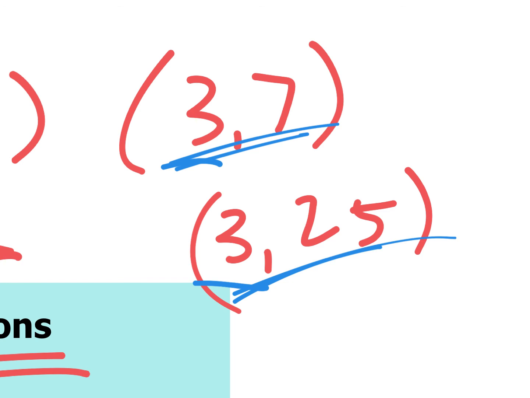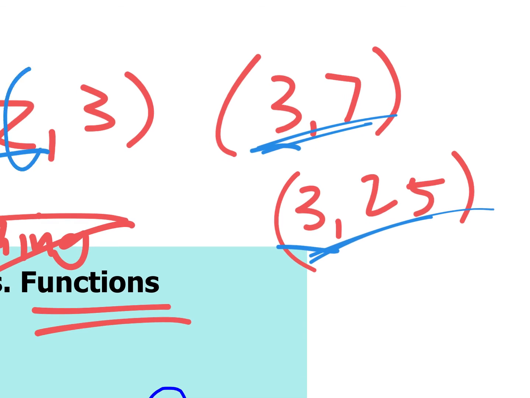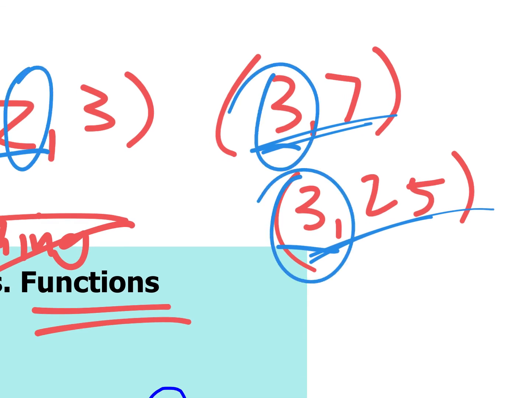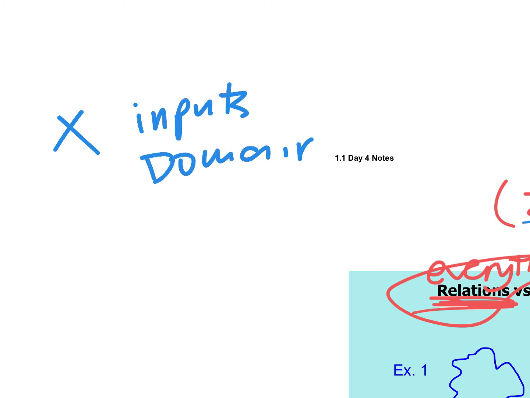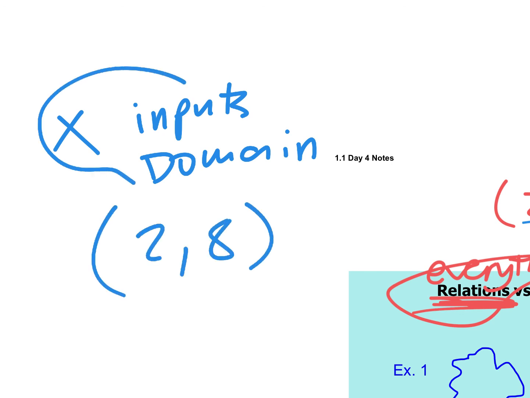All right. Some other words you need to learn. These are called the inputs. They're also called the domain. I'm going to write that down for you. The x's are the inputs, and they're also the domain of a function.